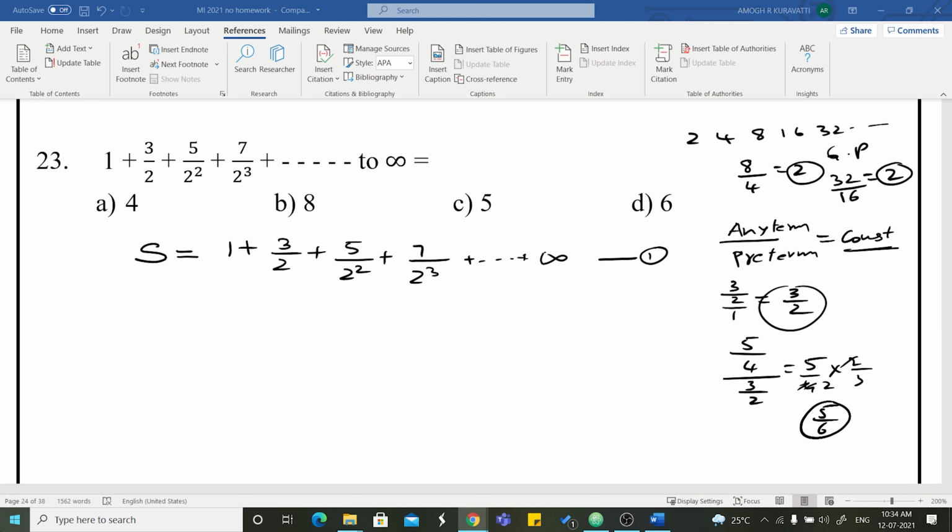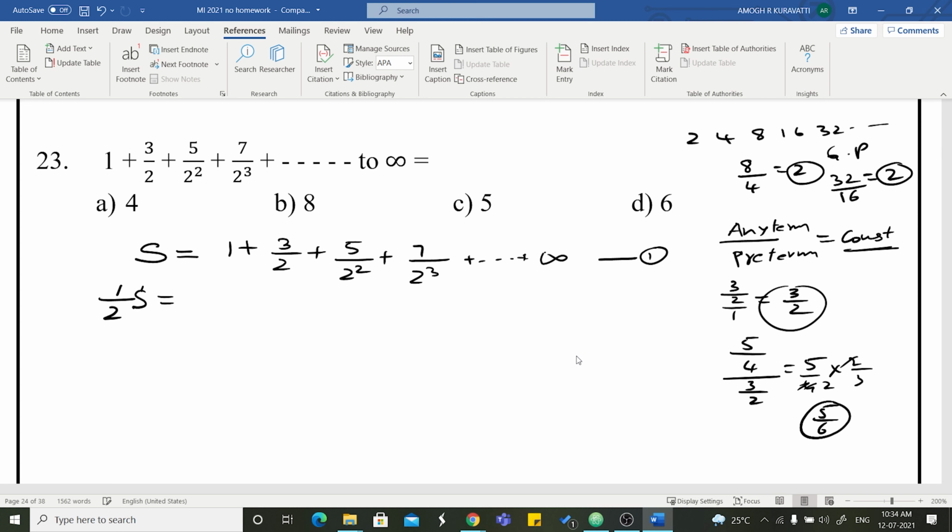So the given data is not in geometric progression. This is not in GP. So make it as GP. What can you do? In this series, what is common? Look, what is common in these three? 1 by 2 is common, right? So multiply equation 1 by 1 by 2.